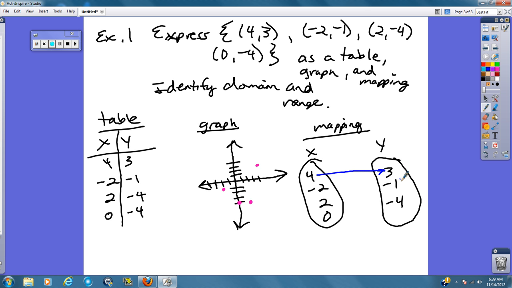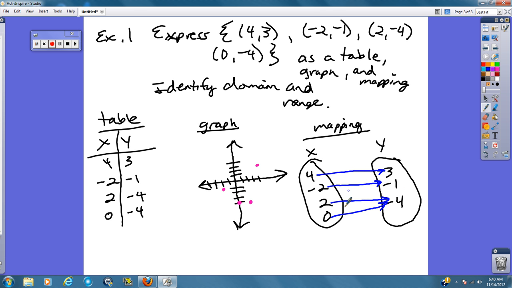There are a lot of people that insist that you put them in order. That's fine too. It really just depends. -2, -1 goes here. 2, -4 goes here. And then 0, -4 goes here. Now I do expect to see arrows here. I do expect to see hash marks here. So there's lots of labeling and things I'm going to expect to see.